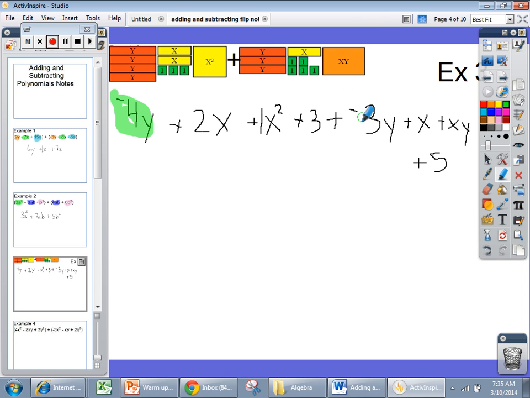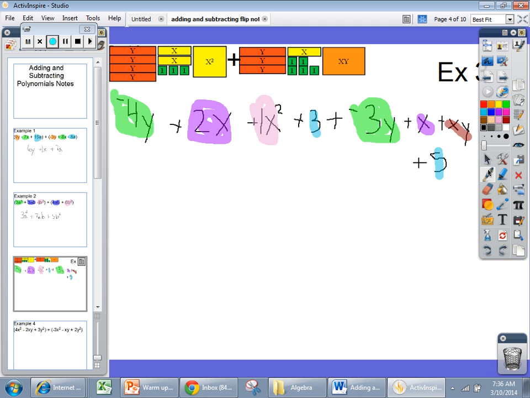All right, do we have any more y's? Just straight up y's? Do you guys see any more y's? Good. And then let's do the x's. We have a 2x. Do we have any more x's? Yep, just x. And do we have any more x squareds? Nope. Do we have any more numbers? Yep. And then xy is all by itself as well, so I guess I'll make that kind of dark purpley.